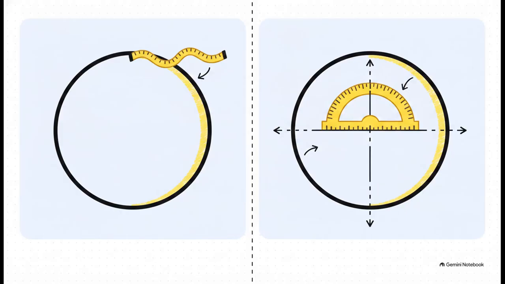Length is measured in linear units like centimeters with a measuring tape, while arc measure is always in degrees, defined entirely by the central angle that intercepts it. By definition, the degree measure of a minor arc is exactly equal to the degree measure of its corresponding central angle. But the physical length of that same arc, that's just a fraction of the total circumference. They are two entirely different ways of describing the same geometric object.